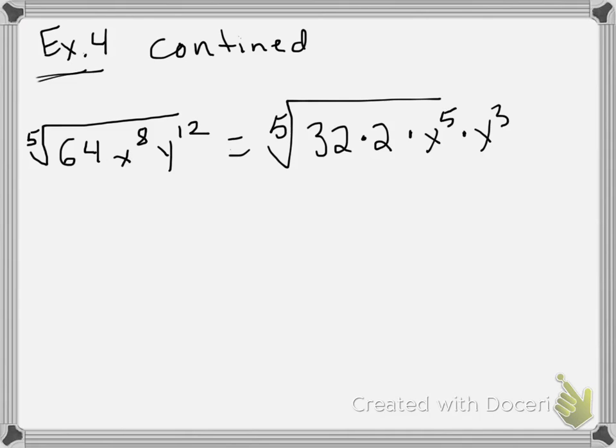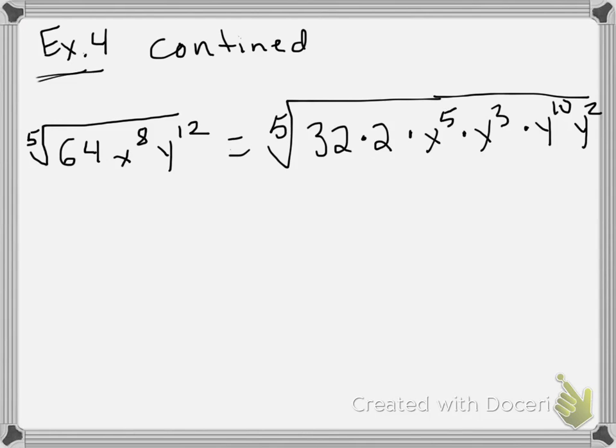And then looking at the y, we want to break that y to the 12th into one number that's a multiple of 5, because we have the fifth root, and then whatever's left over. So we add the exponents when we're multiplying, and the biggest multiple of 5 that goes into 12 will be 10. So we can break that up into y to the 10th times y squared.